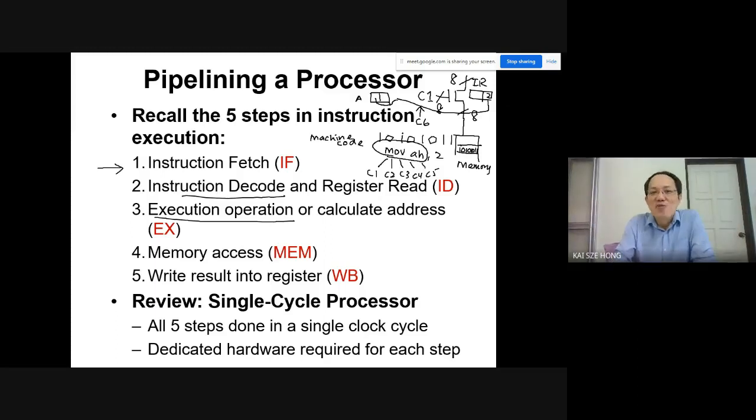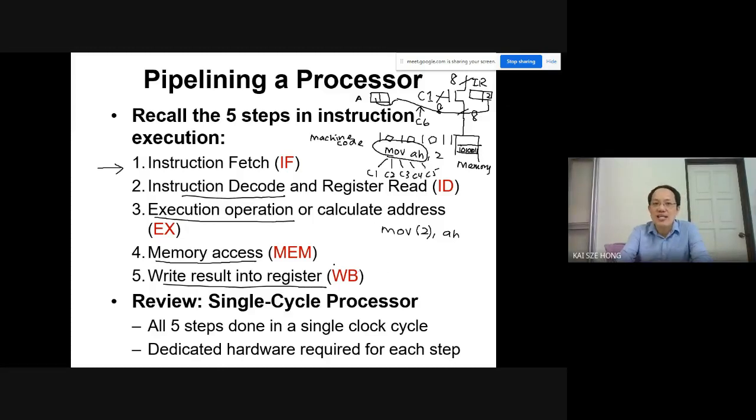Then after that, what happened? Okay, the next stage will be memory access. For our case, we don't need it because MOV AH, 2 does not read or write to the memory. So in other cases, it will do the memory access and then write the result into the register. Okay, for example, let's say they do move to AH. Okay, let's say this is the address. So they will need to access the memory and then write this information into the register.